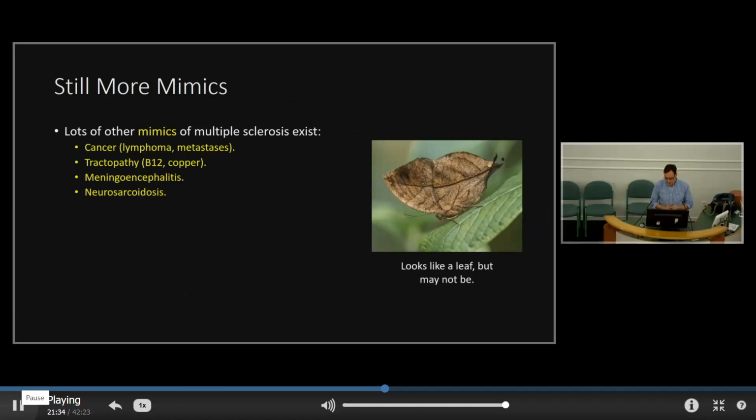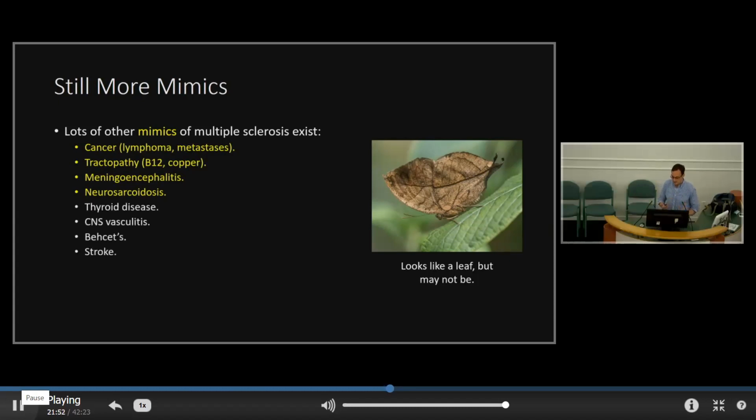There's meningoencephalitis, which can mimic MS. Neurosarcoidosis, another great mimic in itself, is another immune-mediated disorder that consists of, as you probably know, granulomatous inflammation. So those are some reasonably common mimics. We always look for them.